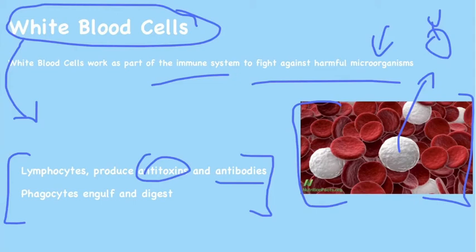Now phagocytes are a little bit different. What phagocytes do is they engulf and digest microorganisms. So they don't produce these antibodies or antitoxins. These guys just wrap themselves around the microorganism and digest it to get rid of it. And this is a process known as phagocytosis.